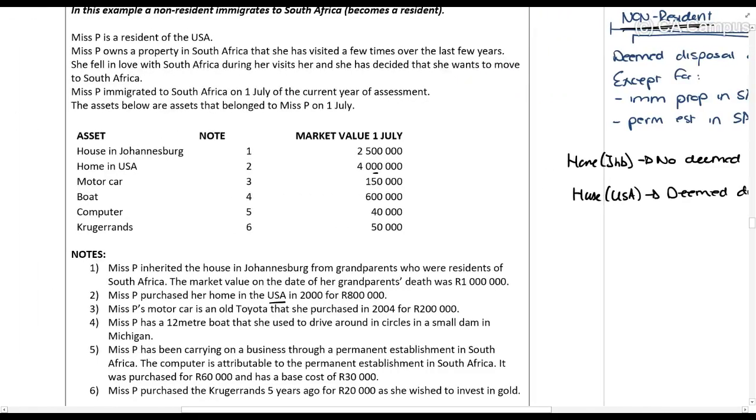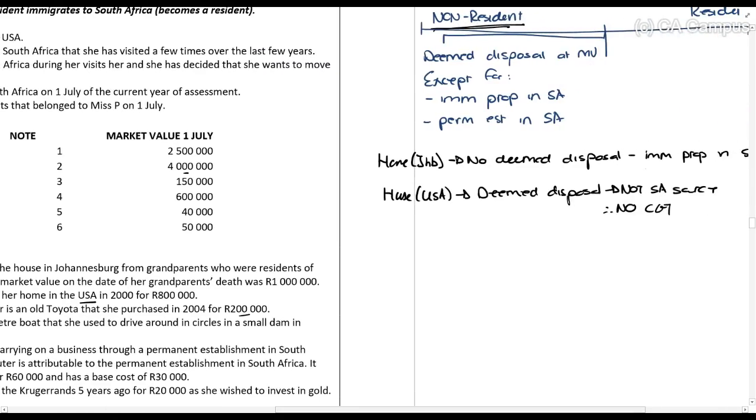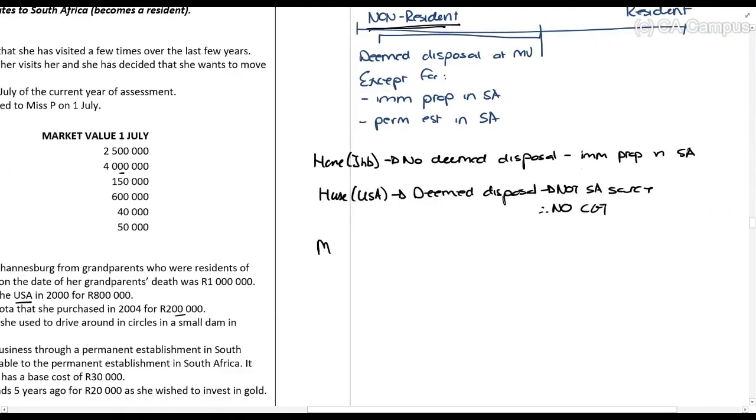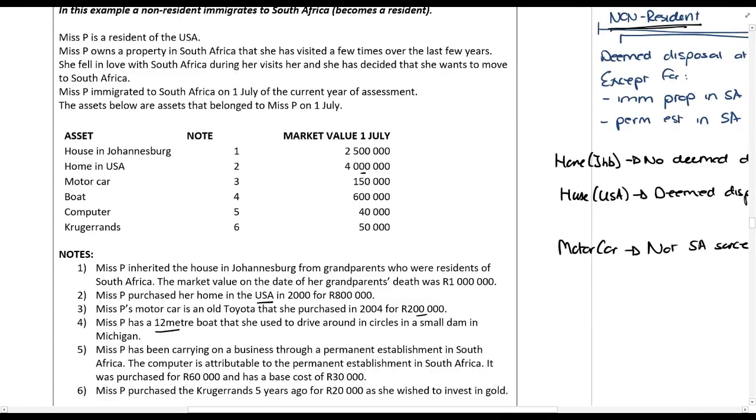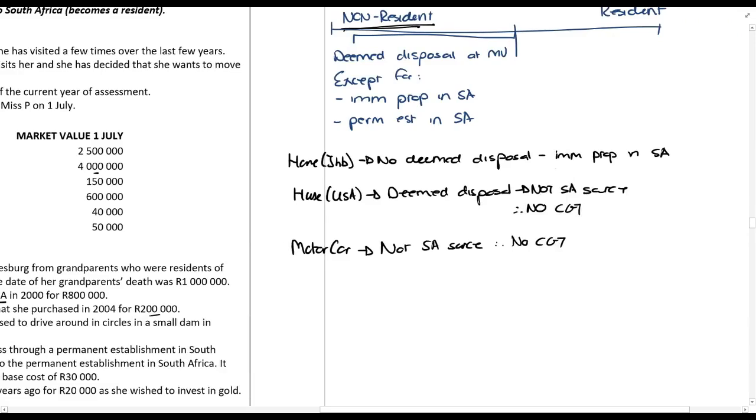Next one is a boat. She has an old Toyota she purchased in 2004 for 200,000 rands. Sorry, did I say boat? Sorry, motor car. Again, what happens if a non-resident sells a motor car? It's not a South African source. This is also a personal use asset, but not a South African source. Let's go with that. Boat, number 4. It's a 12-meter boat that you use to drive around in small circles in a dam in Michigan. What happens if a non-resident disposes of a boat in America? It's not a South African source. So no CGT.